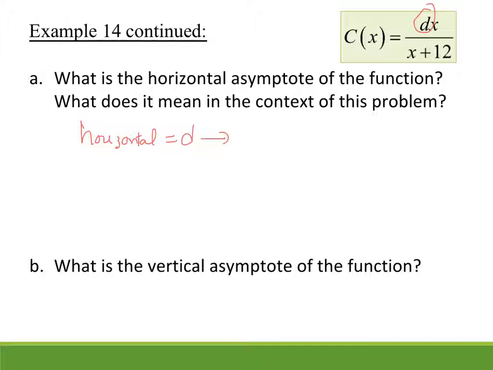Part B is, what is the vertical asymptote of the function? Well, obviously x cannot be a negative 12. But in age terms, this doesn't make sense. There are no vertical asymptotes of the function in terms of a negative, even though age can't be a negative 12. We'll never have a negative 12-year-old in our database.